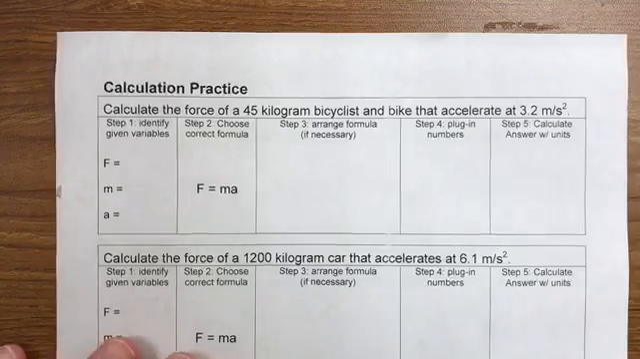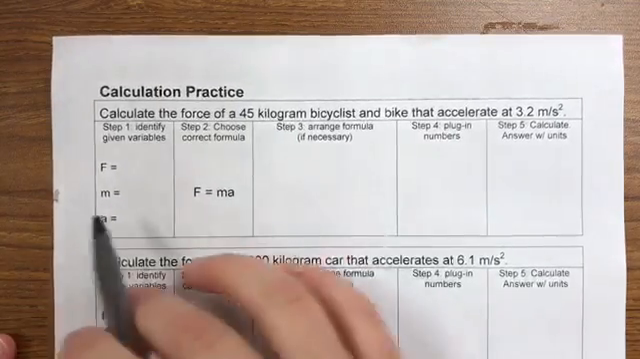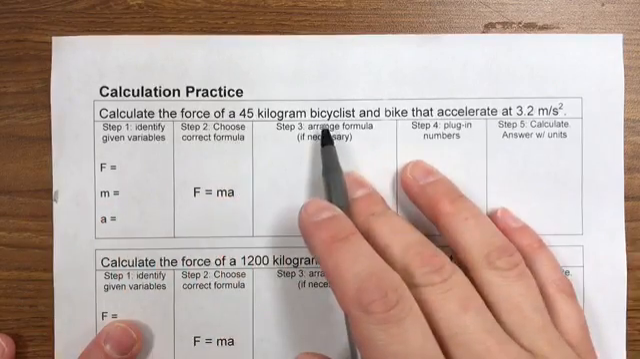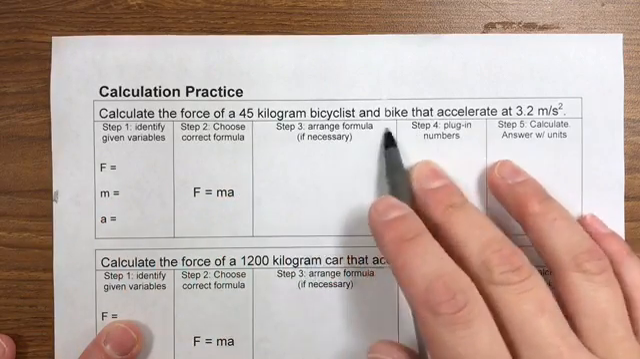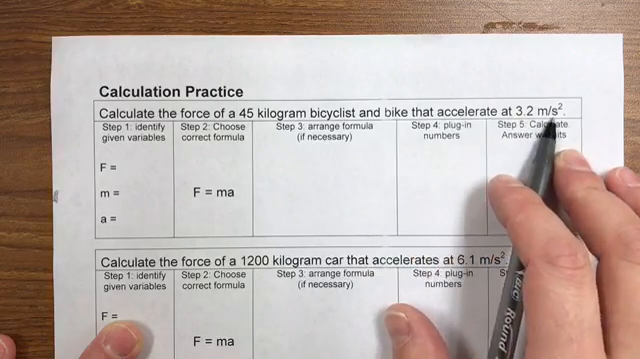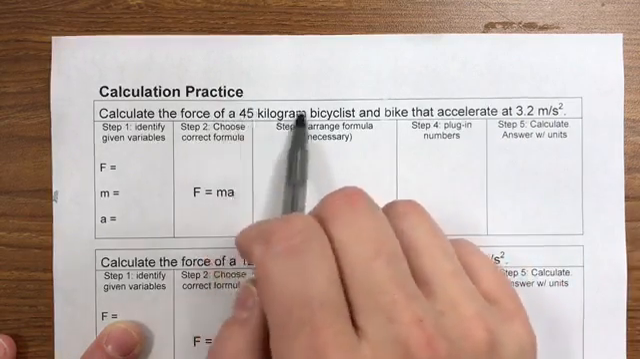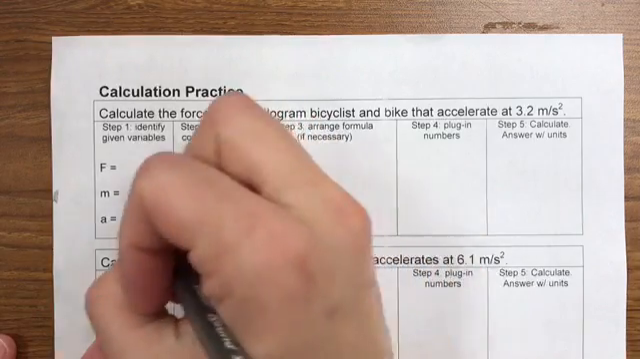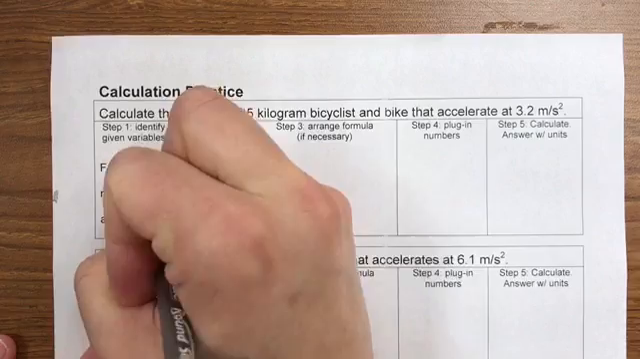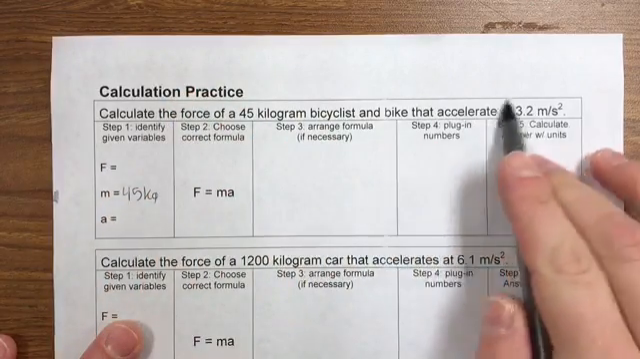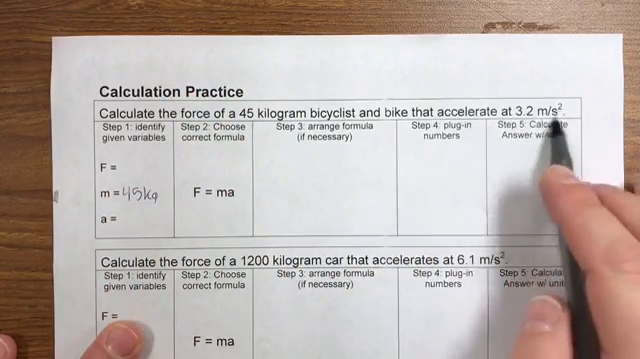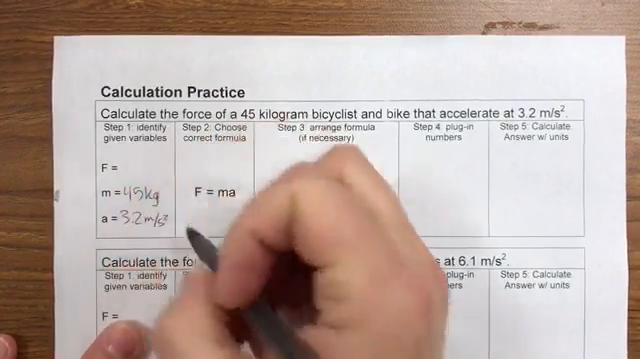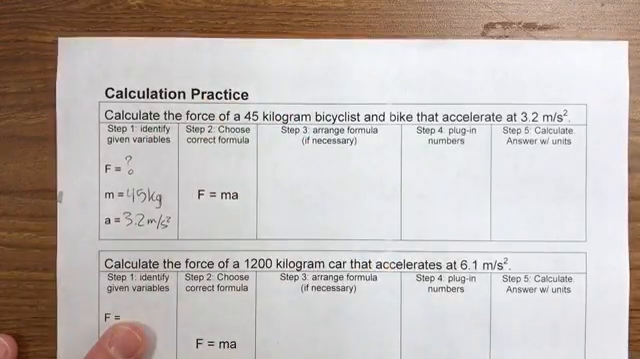Here we go. So calculation practice, this is just good old problem solving process. Kind of set things up for you. Calculate the force of a 45 kilogram bicycle and biker that accelerate at 3.2 meters per second squared. Okay, so 45 kilograms, is that force, mass, or acceleration? Well, kilograms, that's mass. 45 kg. And then 3.2 meters per second squared measures acceleration. And then the question is asking for the force.